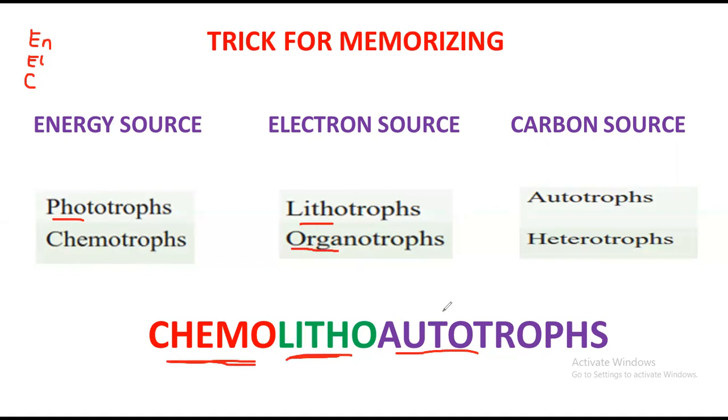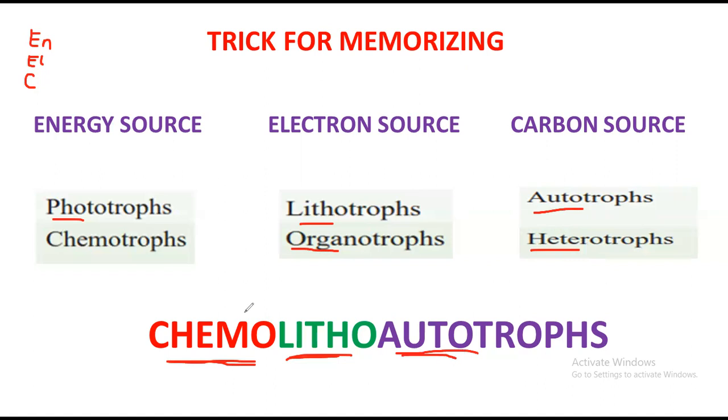Okay, keep this in mind, as I have told you in the previous video. The third one is the carbon source. If they are using CO2, then it will be auto. And if they are using organic molecules, then it will be hetero. Okay, so here is auto.